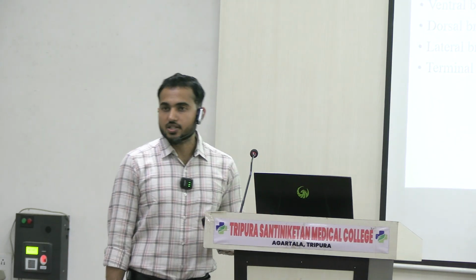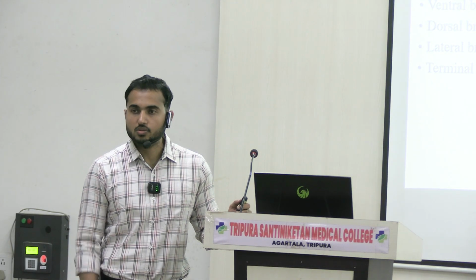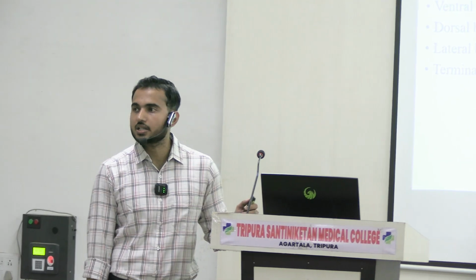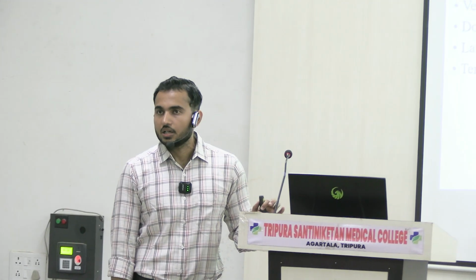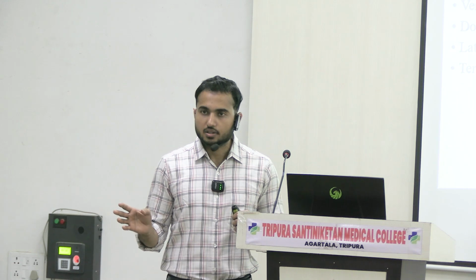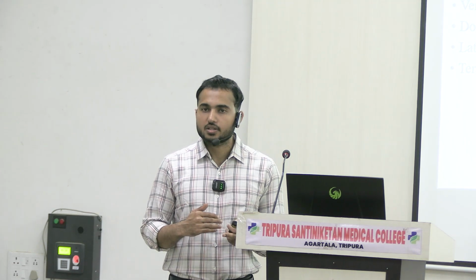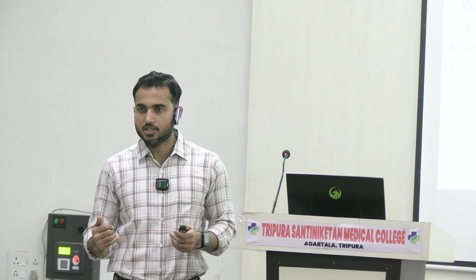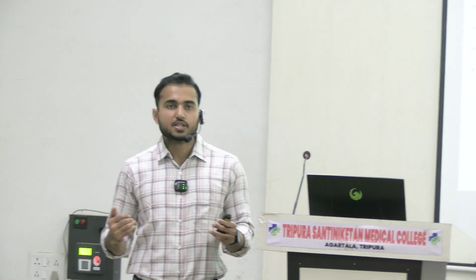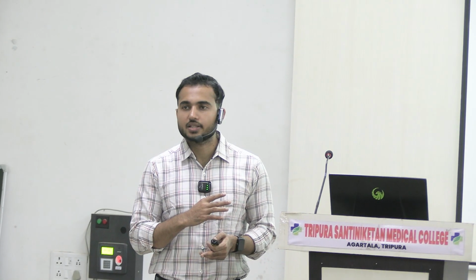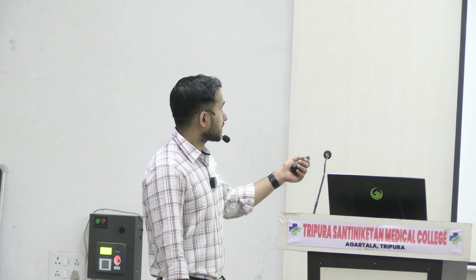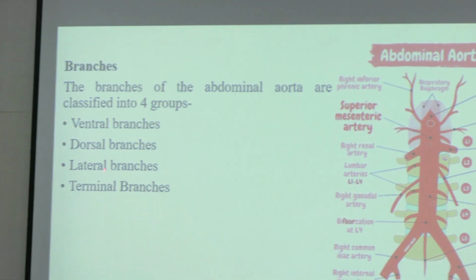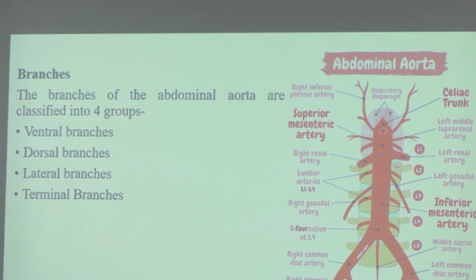Next are the branches of the abdominal aorta. We have seen the relations; the last part is the branches of the abdominal aorta. So many branches are there. How to simplify it? For that, you have to categorize the branches. So, how many types of branches are there? As you can see, 4 types of branches: ventral branches, dorsal branches, lateral branches, and terminal branches.